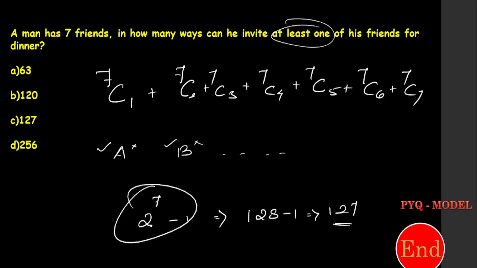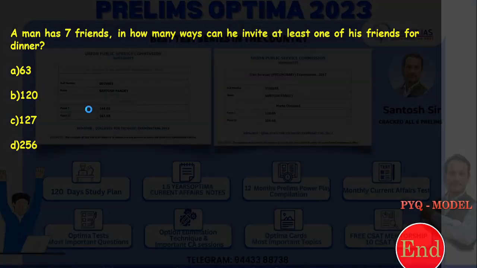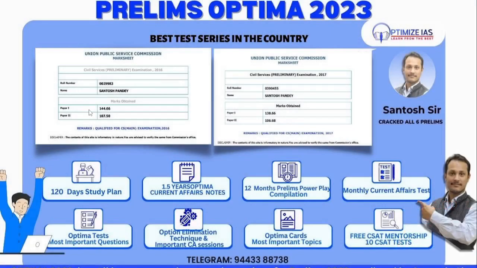This is the easiest way compared to this. When the numbers are bigger, you can take it like this: 2 power 7. How many friends? 2 power 7. How many books? 5. 2 power 5 minus 1. That's the right answer. So I hope you guys understand this session.